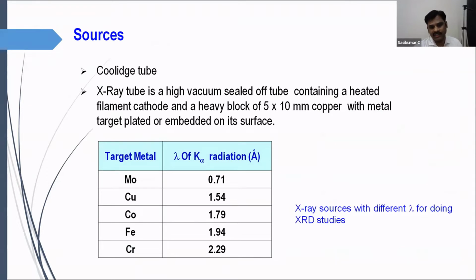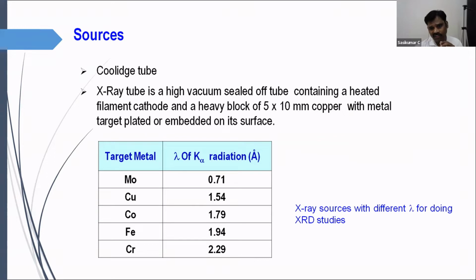And we need to create X-rays. For creating X-rays, we have sources. You can use Coolidge tubes. Usually, it's a vacuum tube, and inside the vacuum tube you have a copper block, and high energy electrons will be impinging on this copper metal block or copper target. So X-rays will be generated out of it.